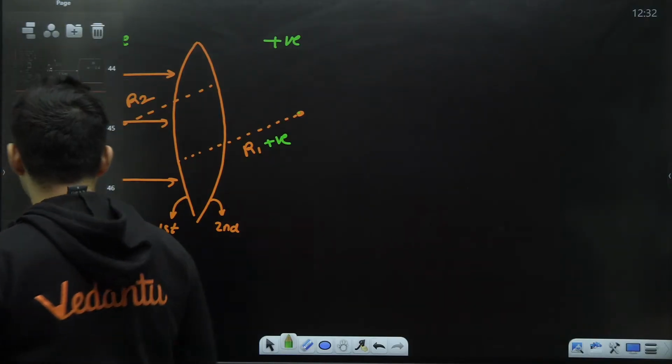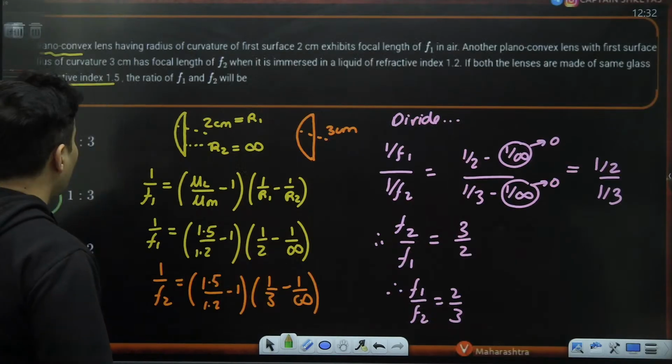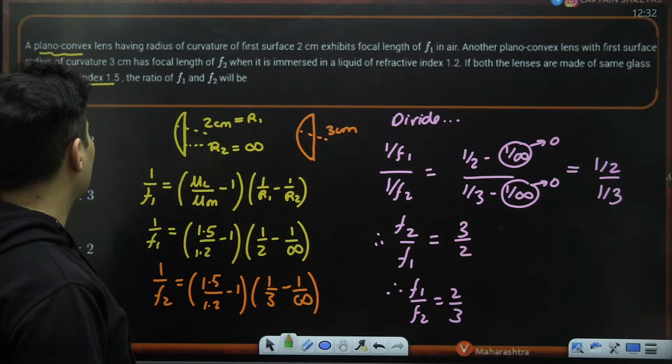First lens is in air, second lens is in liquid. Oh, is it? Did we miss that part? Okay. Another plano-convex lens has focal length immersed. Oh, sorry guys. Sorry.